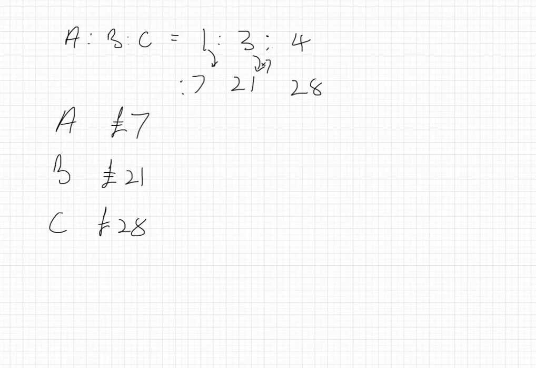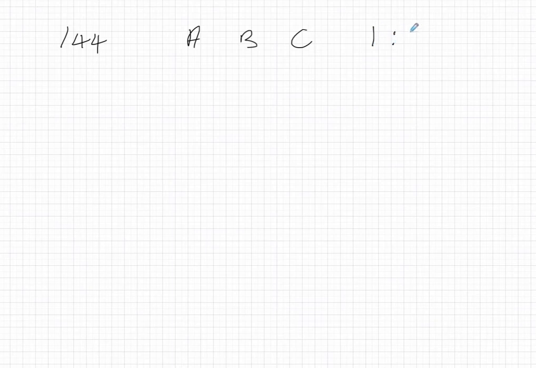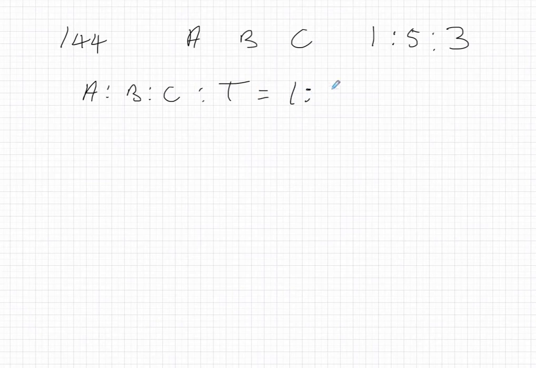I'll just do one more. 144 is divided between 3 people. We'll call them A, B and C in the ratio 1 to 5 to 3. How much does each person get? Okay, so A to B to C, I'll put total in immediately. To total is 1 to 5 to 3. 5 add 1 is 6, add 3 is 9. So that's 9. The actual total is 144.